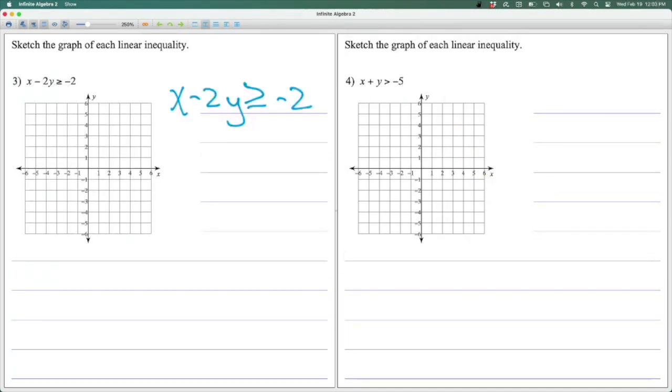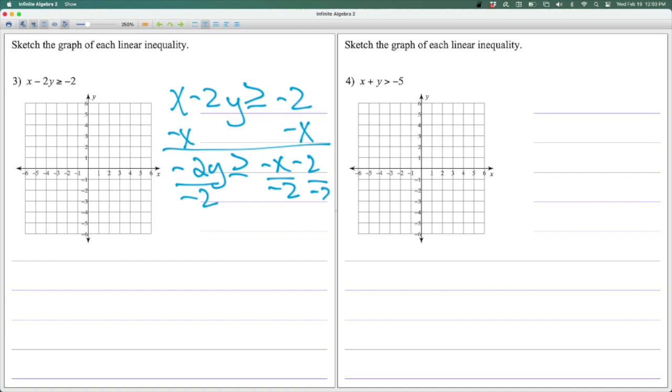We want to get y by itself. I'm going to subtract x to the other side. Negative 2y is greater than or equal to negative x minus 2. And then divide by negative 2. Now be really careful. Some alarms are going off in your head. I'm dividing by a negative. What does that mean? We swap the inequality, and I'm going to put it in a different color just to emphasize it. Very good.